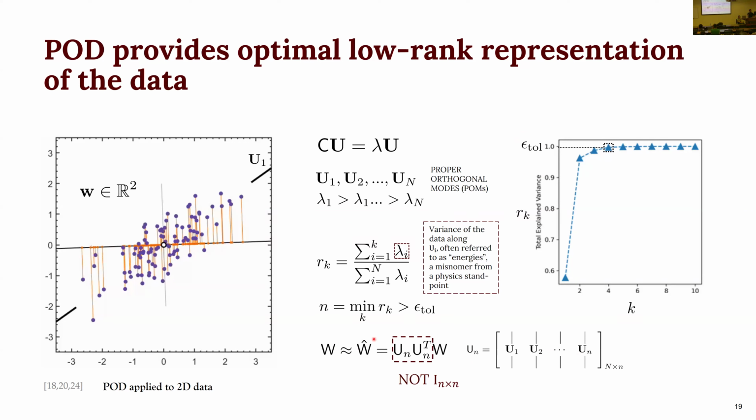Now, what is the error in this approximation? It can be shown that whatever variance you are not capturing, that's the reconstruction error. So if I choose epsilon to be 0.99, so if it's 99.9%, then you are not capturing 0.1% of the variance, and then that's basically the reconstruction error.